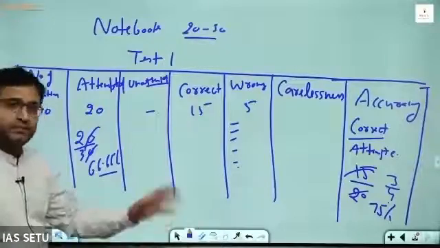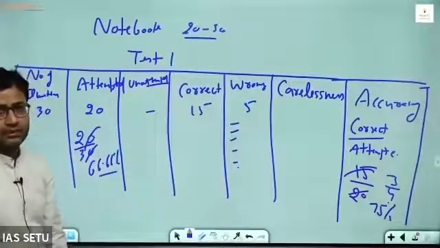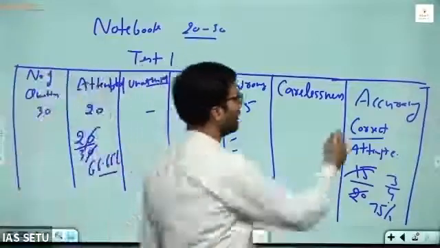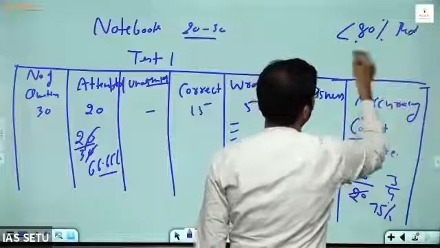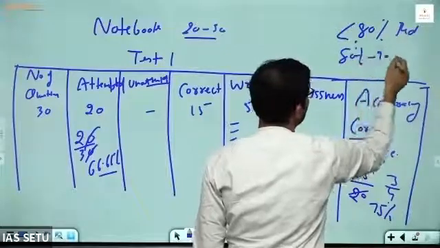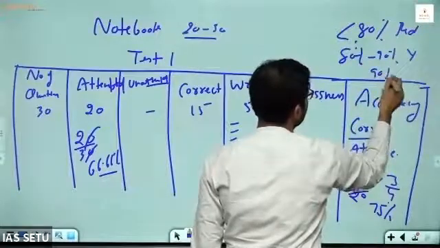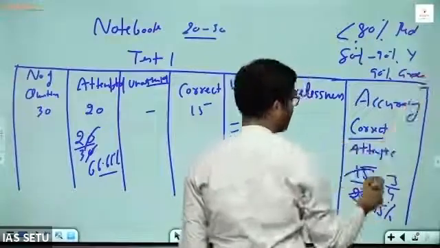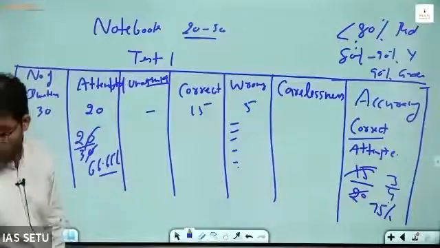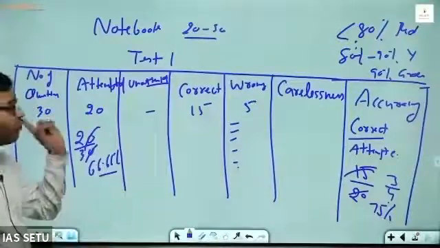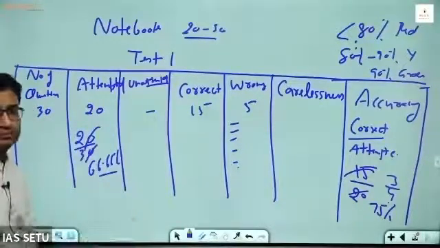If your accuracy is below 80%, it means red signal. If it is between 80% and 90%, yellow. Above 90%, green. This is very important. And attempt rate is also important. So these are very, very important things for all 35 tests.